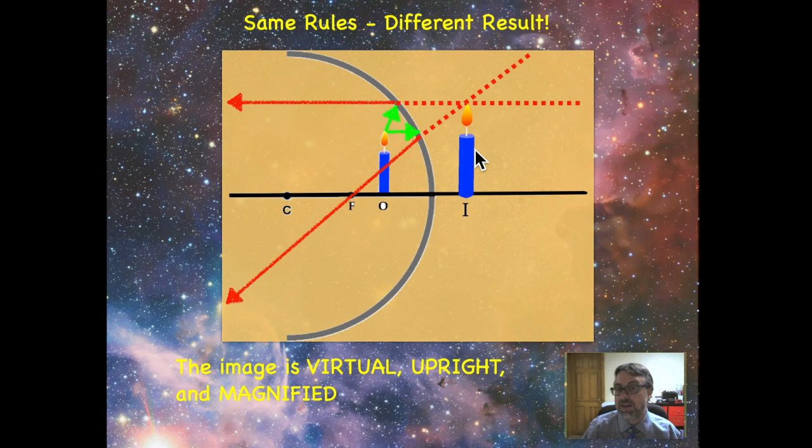It's upright because it's not upside down compared to the object. And now it's magnified and not reduced. So I get a much larger image.